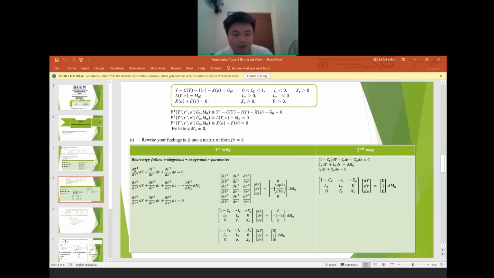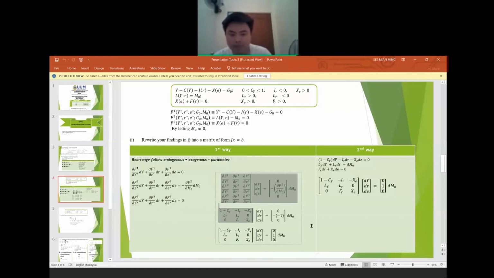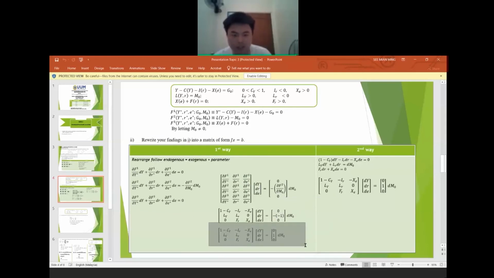Derivative of f1 with respect to I star. So we arrange it again according to the matrix form. The next step is to calculate it. The derivative of f1 with respect to y star is actually 1 minus c subscript y, and so on. We find all the derivative parts, then we write them again here. And for m naught it is actually -1, so we put -1 here and multiply together, and we get a 1 here. So eventually we get the answer in matrix form here.